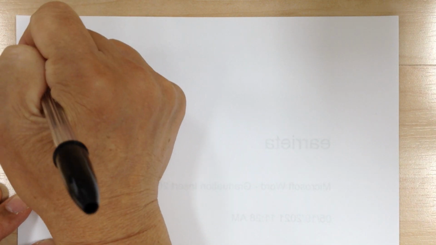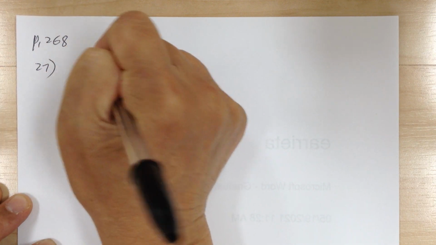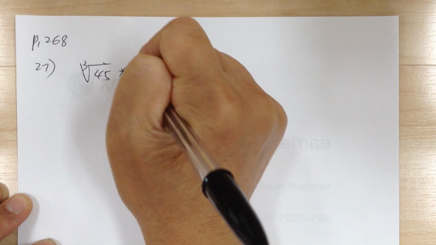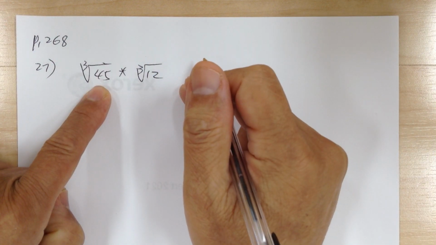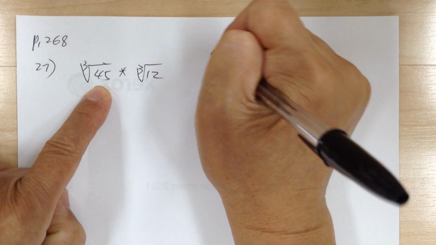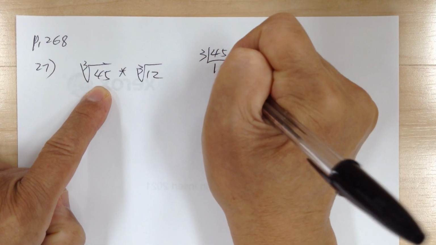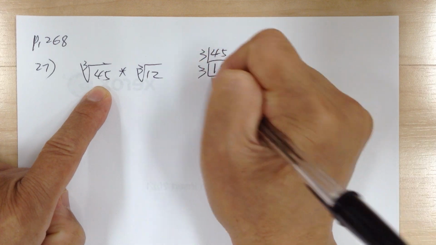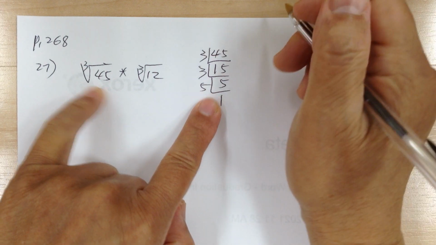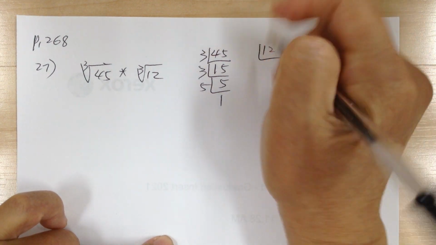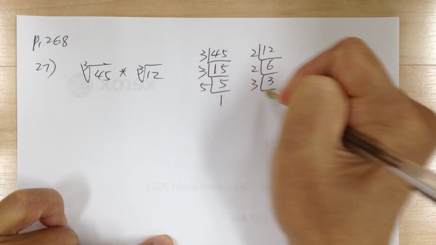Okay, page 268, number 27. You have cube root of 45 times the cube root of 12. Instead of multiplying the big huge number, go off to the side and simplify each part. So 45, you can divide by 3, you get 15. Divide by 3, you get 5. Divide by 5, you get 1. Now for the 12, you do the same thing. Divide by 2, you get 6. Divide by 2, you get 3. Divide by 3, you get 1.